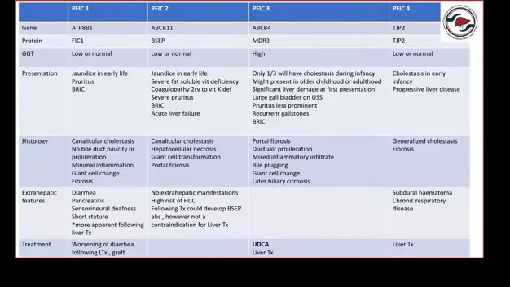So this is a comprehensive table. These are the main highlights of the 4 types of PFIC. The genetic defects are different and the defective proteins are different, so you could diagnose and confirm them genetically. Gamma GT is low or normal in types 1, 2, and 4, whereas gamma GT will be high in type 3.